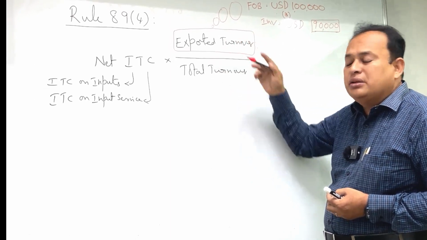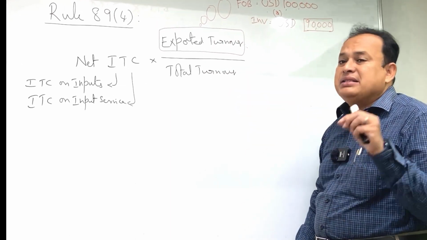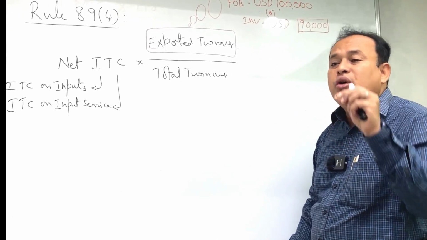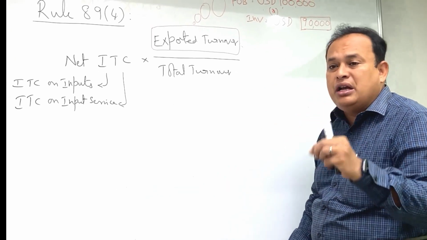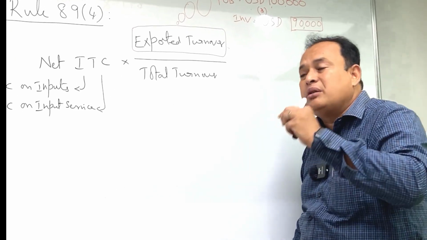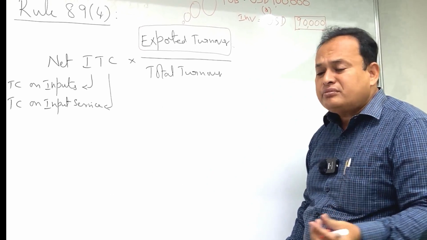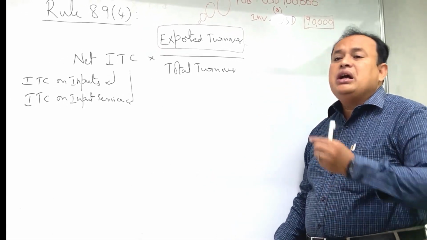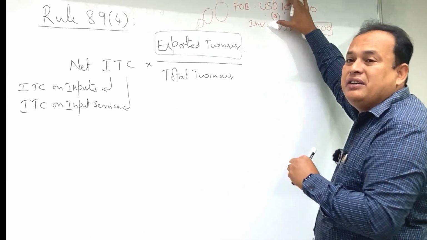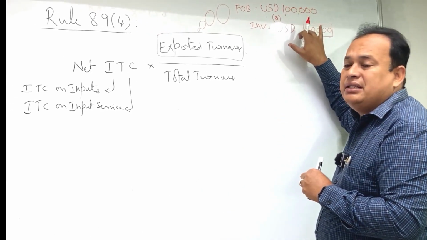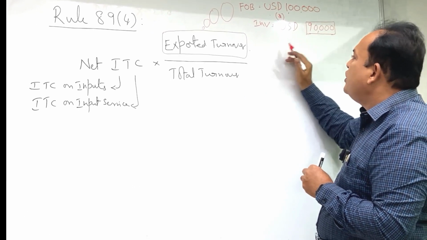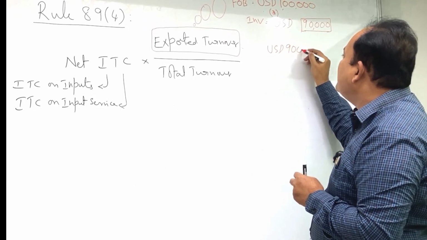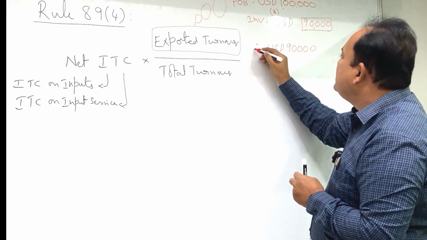For export turnover, a particular provision has been inserted. What is that? The value shown in the shipping bill as FOB value if the goods are exported through sea or by air, or the value declared in the invoice, as the case may be. Among these two, whichever is less should be considered. I have taken the lesser, $90,000 USD. Up to this, no problem.